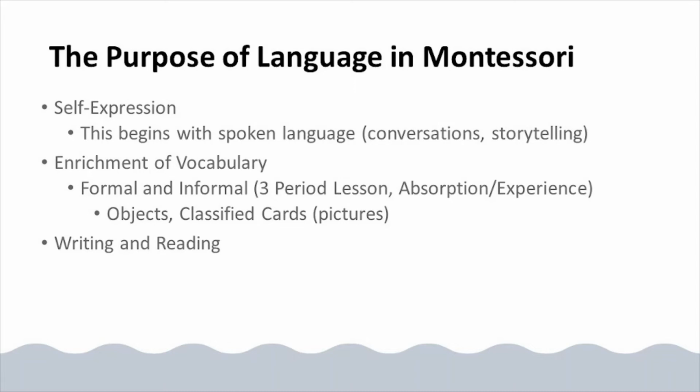So the next part is enrichment of vocabulary. So the 3 to 6 environment is a fantastic time to introduce as many complicated words as you want. Don't be afraid to use big words. They love it. They absorb it. They can understand it a lot easier than what you may think.